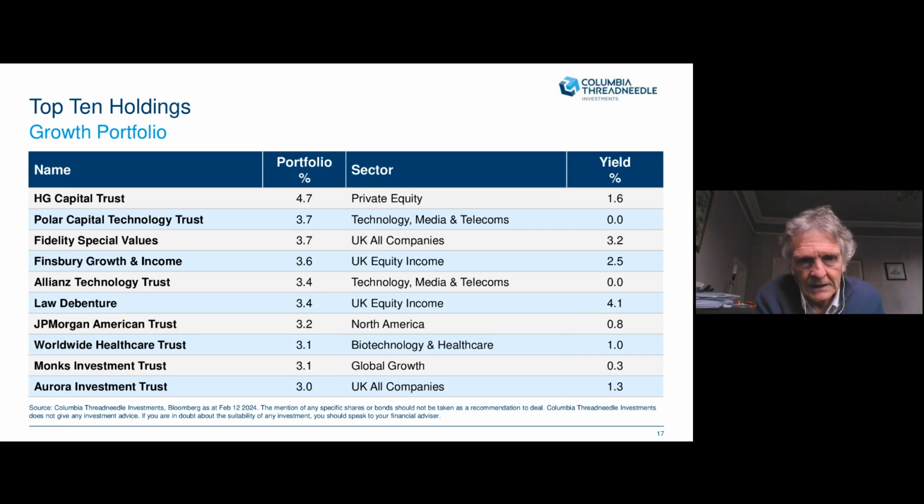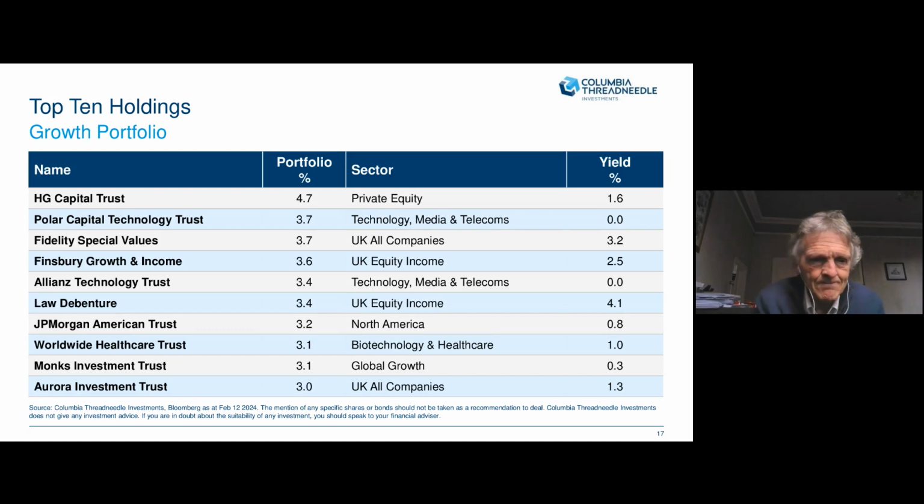So what I thought would be of interest for you was just showing you what the top 10 is just now, and how that reflects what I've been telling you about some of my key themes. And here you see it. You've got some private equity in terms of HG Capital. You've got some technology, Polar Capital Technology and Allianz, which have been performing extremely strongly over recent months.